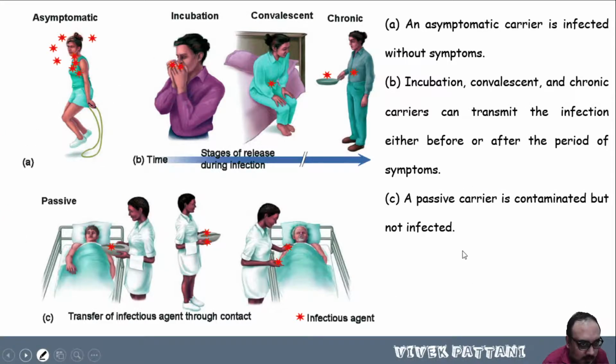Now please have a look at the different types of carriers. I'll give you only half a minute to look at the diagrams. Asymptomatic carriers are also there.